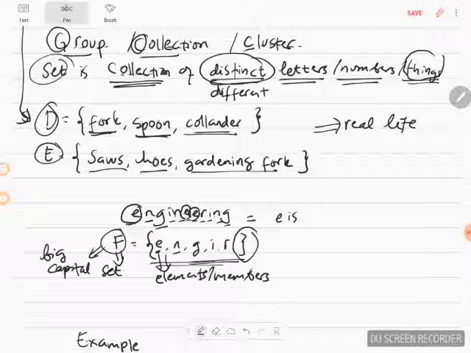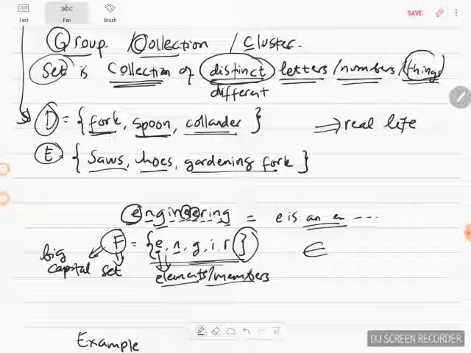Now, let me give you a quick example. Let me ask you a question. Is E an element of F? Yes, it is. So you can just write E is an element of F. You don't have to write it in a long sentence. Or it simply means E is a member of F. Or another word for that is E belongs to F. Okay? Those have similar meanings anyway.